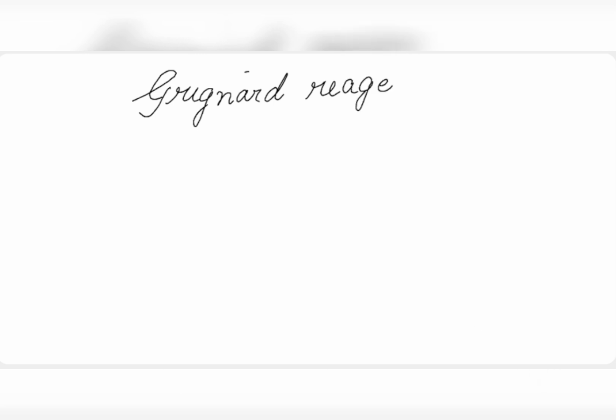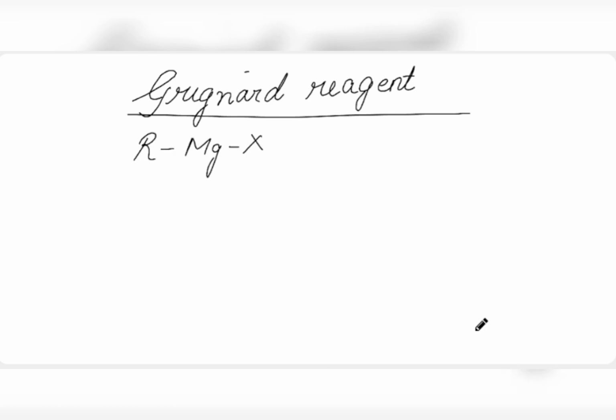So hi guys, in this video we will be discussing an important reagent, which is the Grignard reagent. This is a very versatile reagent in our organic chemistry. Let us start by writing its general formula, and then we will discuss this in detail. It can be represented by RMgX. Obviously Mg is your magnesium, and X can be your halo group.